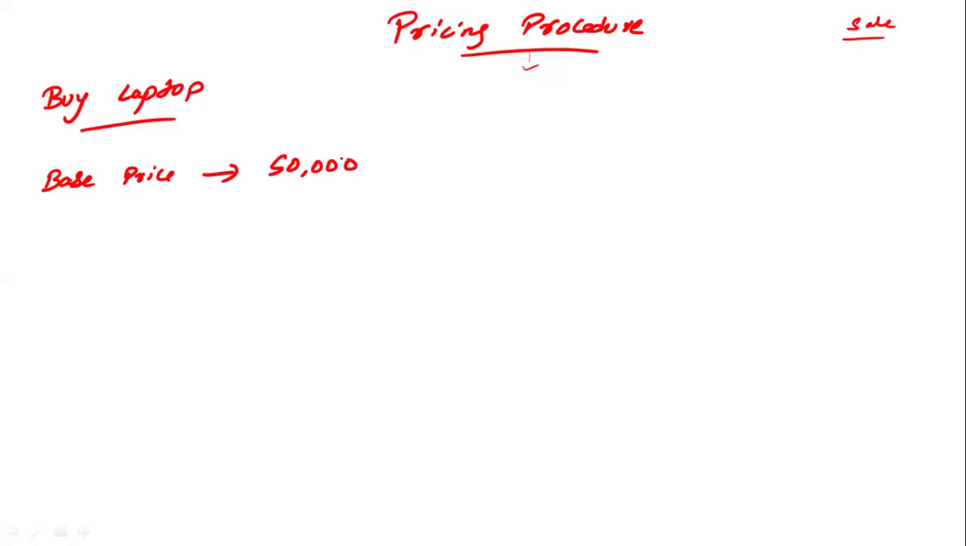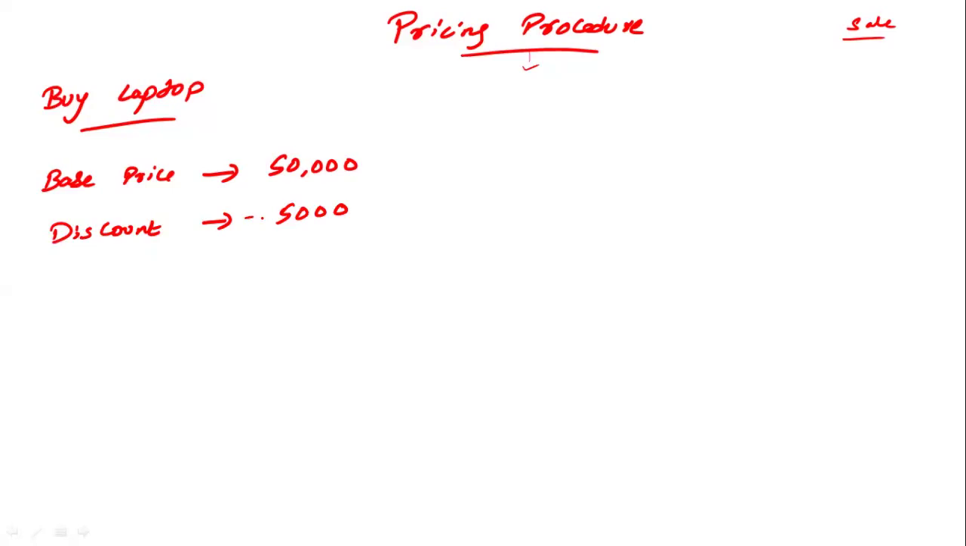Now, when he says 50,000, you ask for a discount. As soon as you ask for a discount, he is going to give a discount of 10%, or 5% or 15%. That depends on the seller. So the discount is 5,000 if I say 10%. This discount will get subtracted.